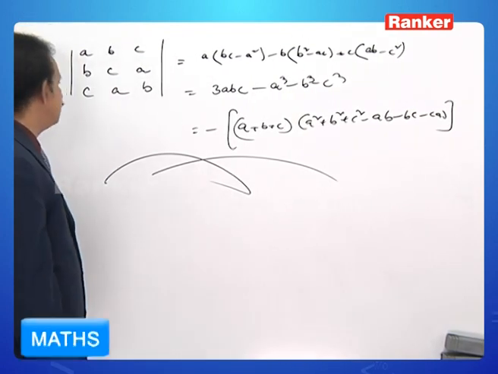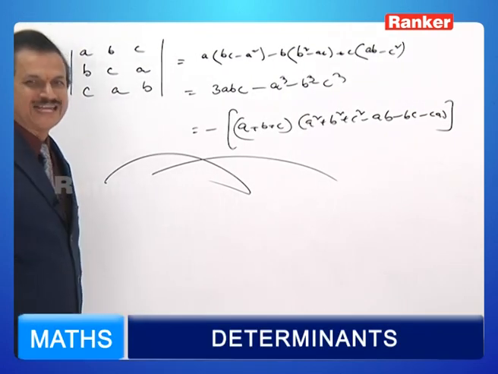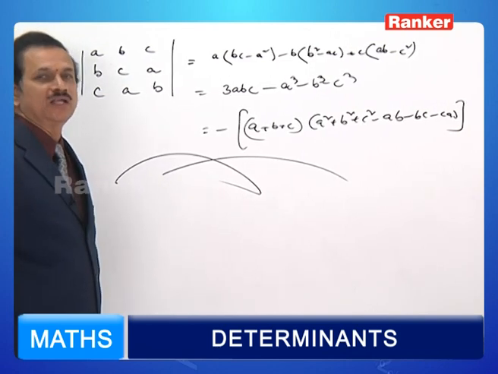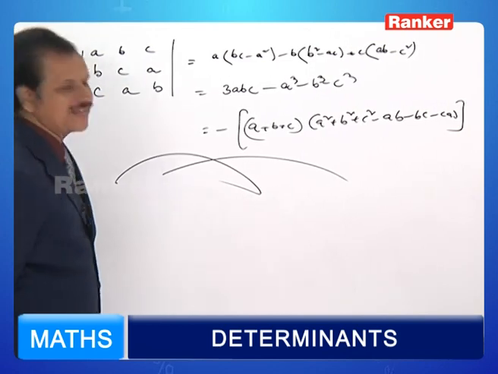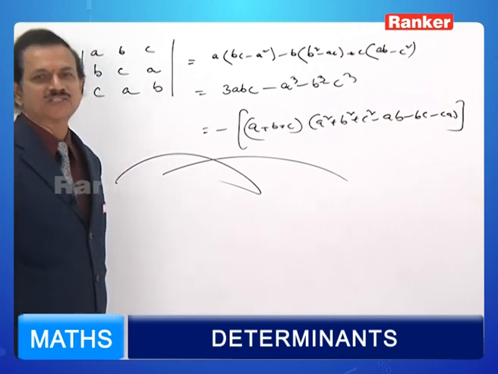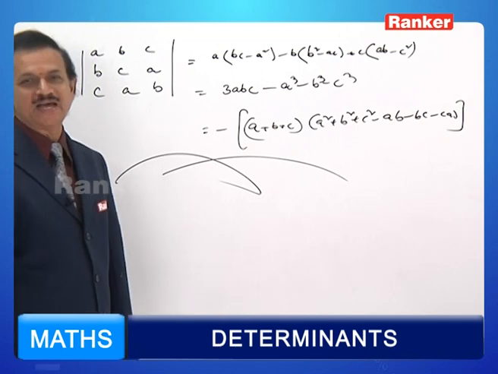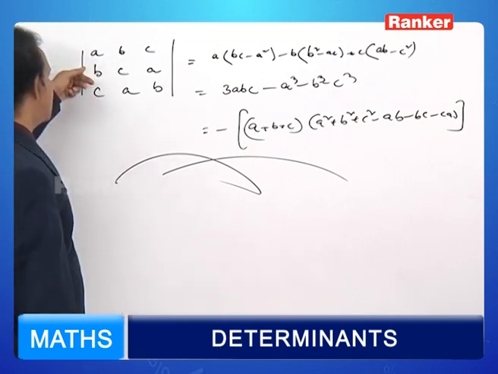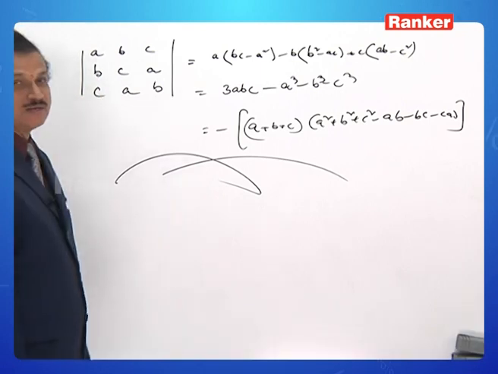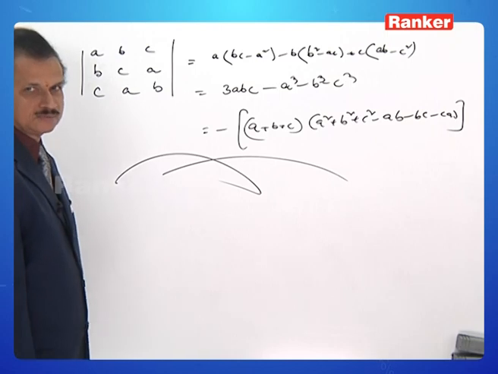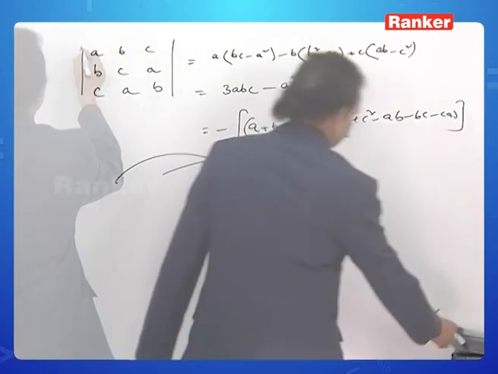If you have ABC, BCA, CAB as the three rows cyclically, just like a cyclic expression, then it is minus of A cube plus B cube plus C cube minus 3ABC. Suppose you interchange these two rows, ABC, CAB, BCA. Then it becomes A cube plus B cube plus C cube minus 3ABC. Well, next one.